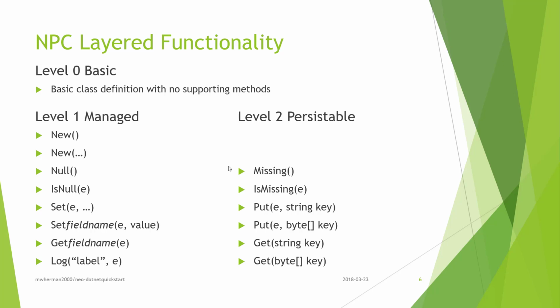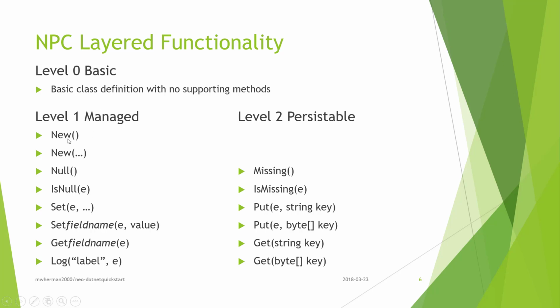So just the last slide before the demonstration, talking about the layered functionality. You want to be able to minimize the amount of code in your smart contract, generally keep them small. And so NPC has been specifically designed to be additive in a layered sort of way. So level 0 just gives you the basic class definition with no methods and just the fields.